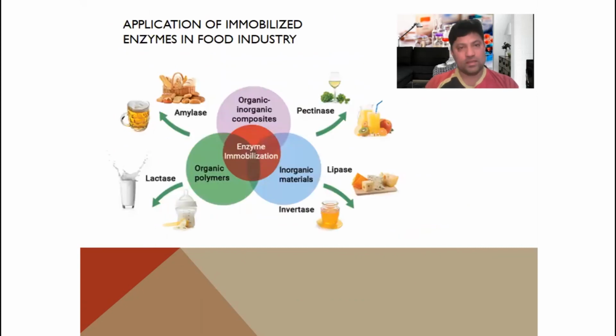This is the utilization of the immobilized enzyme in the food industry. There are three main processes where immobilized enzyme is used for the production and synthesis of food: organic, inorganic composite, and the inorganic material. And the third one, the organic polymer. There are five different kinds of enzymes used sufficiently in the food industry: pectinase, lipase, invertase, lactase, and amylase.